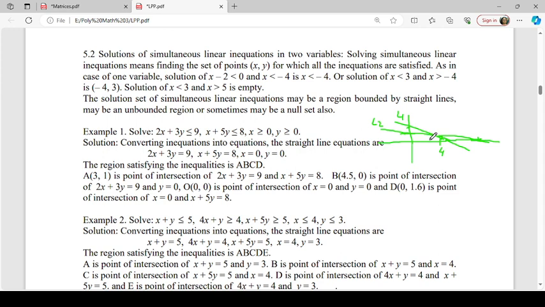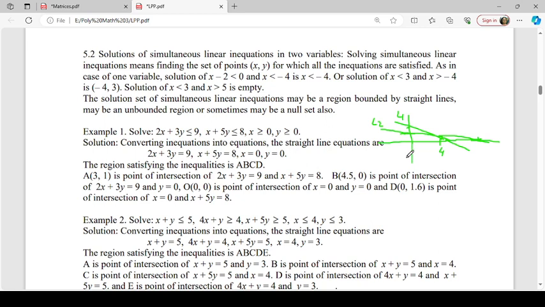Then x positive, y positive, so in the first quadrant. So what do you see here? Both will be satisfied. Less than, check with 0, 0. So the region containing 0, 0 is the solution. This is the region, and this will be the solution.